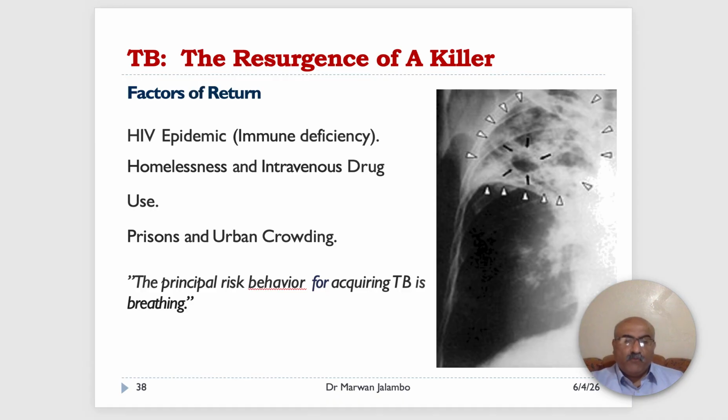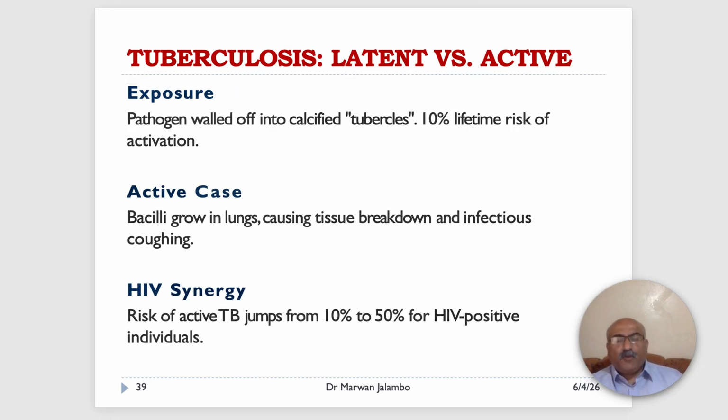To fight TB, we must understand the difference between being infected and being sick. Tuberculosis: latent versus active. One third of the world is infected with latent TB, but only 10% will ever develop the active contagious disease. However, for someone with HIV, that risk jumps to 50%. The synergy between the two diseases makes them a syndemic, two epidemics that fuel one another.